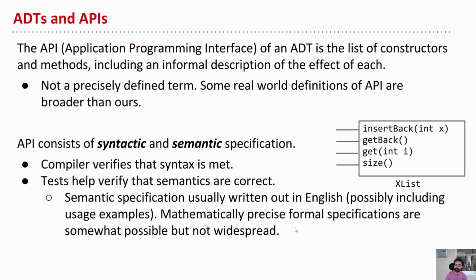All right? So it's not a precisely defined term. Some people might use API in some slightly different way than what I'm using here, but basically it just says I have some data type, and I'm going to explain what all the buttons are that you can press. And so the API consists of two things. One is the so-called syntactic specification, and the other is the semantic specification. The semantic specification is the part you write out in, say, English, usually, that just says, hey, this is what everything does. Sometimes people write them in some kind of formal language with special words they use, but not always. And then the syntactic specification is actually the code you write out, right? And the compiler will verify that the syntax is met.